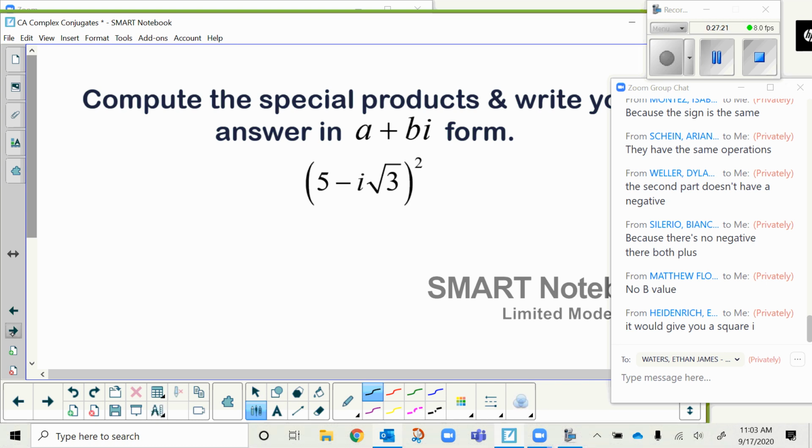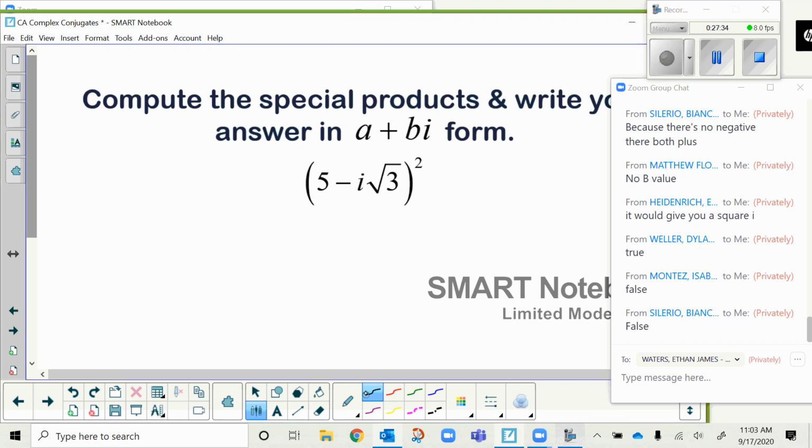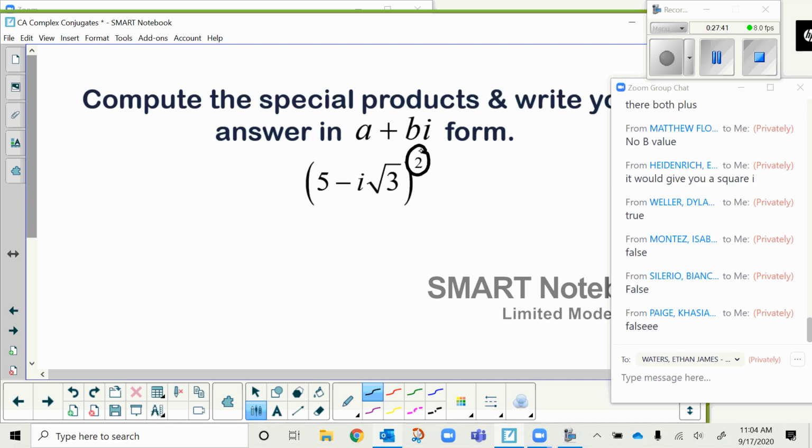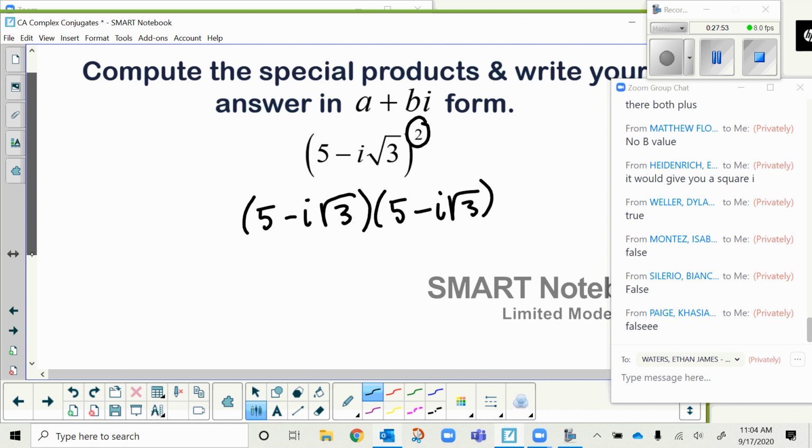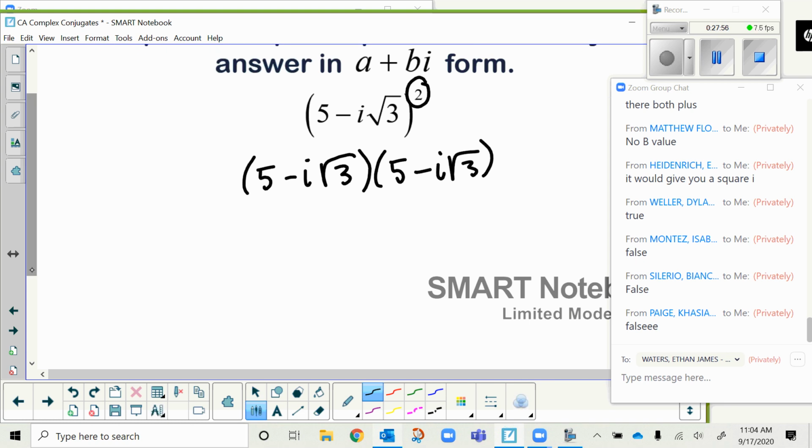True or false, put it in the chat. I can do the shortcut on this problem, true or false. If you're unsure, let's talk again about what this notation means. The squared means the thing inside the parentheses times itself. And so now that you've seen it like that, is it true or false that we can do the shortcut?